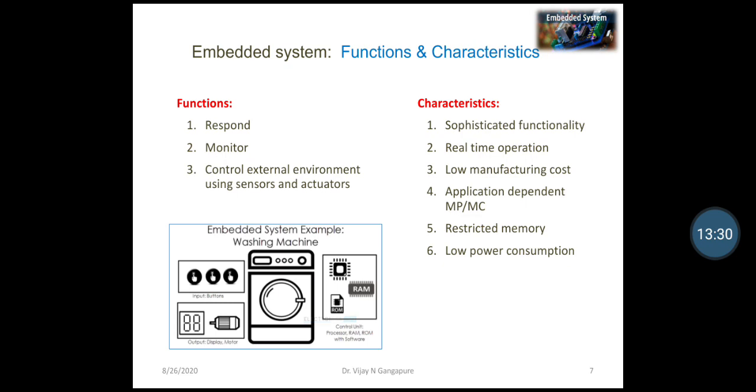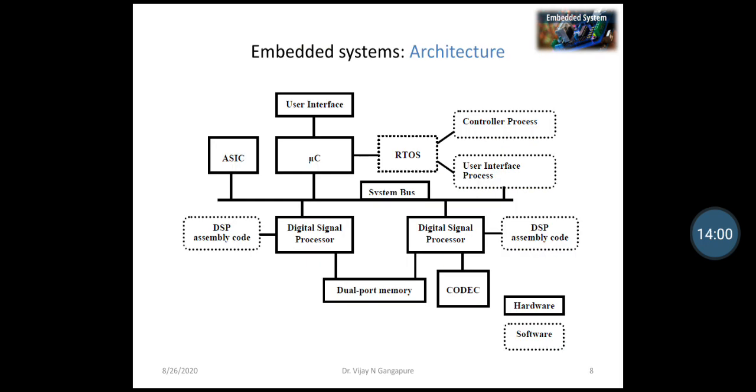So that is application dependent, meaning whatever number and amount of peripherals required, that type of microprocessor or microcontroller is used inside the washing machine. The restricted memory, that means whatever amount of memory is required to store the program or software of the washing machine, that much memory is used. And low power consumption is there. So these are the functions and characteristics of an embedded system.